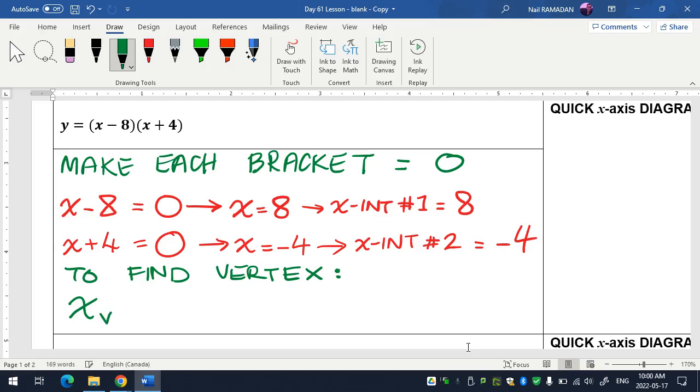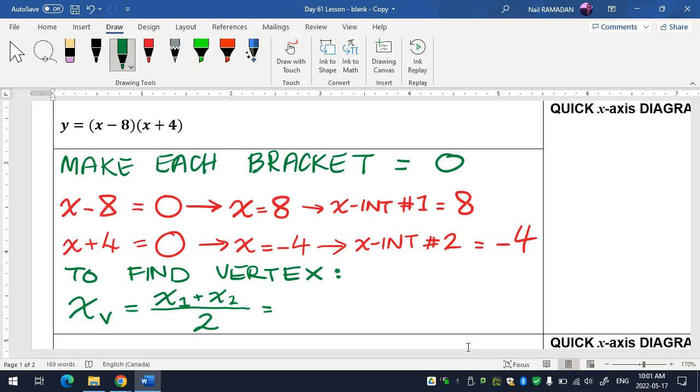By the way, what do you think I mean when I say xv? It means the x value of the vertex. By the way, tomorrow we do the y value of the vertex. Today we just keep it like that. So xv equals x1 plus x2 divided by 2. Okay, what's my x1, or the x-intercept number 1?